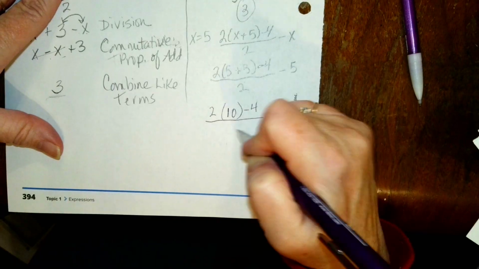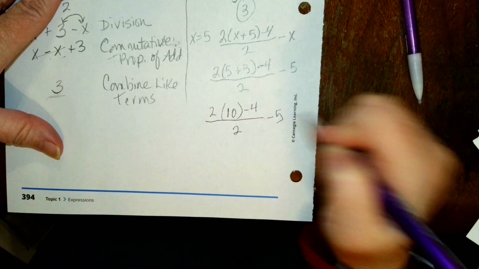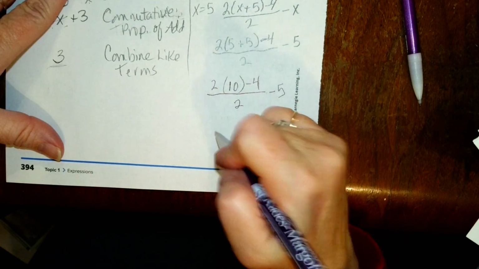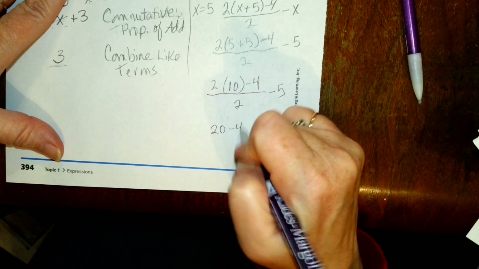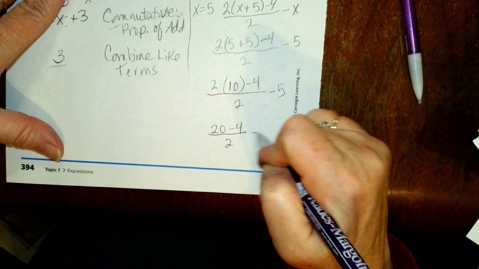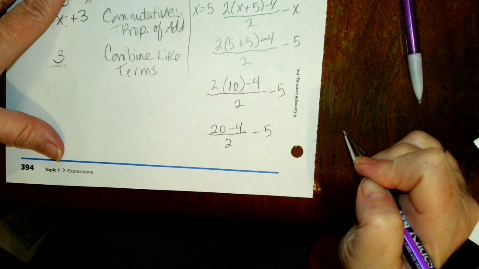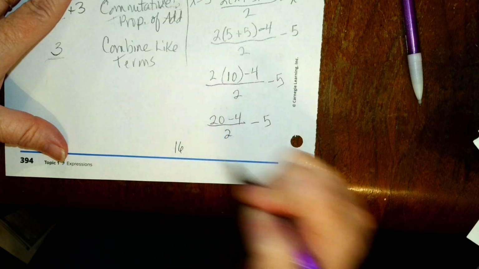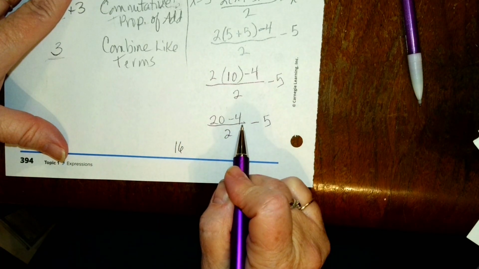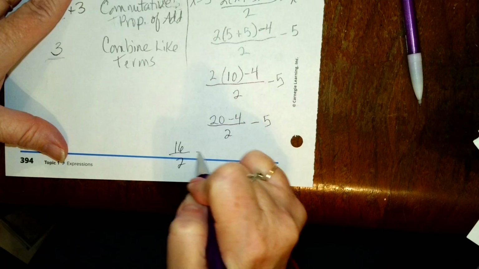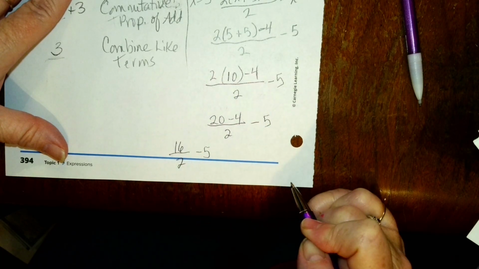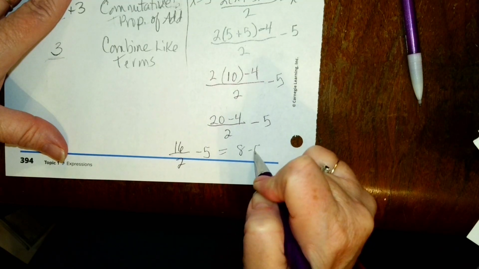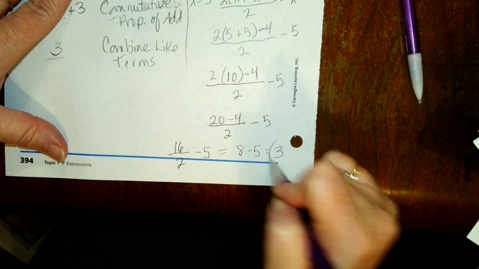I'm just rewriting everything else. Okay, so 2 times 10 is 20, minus 4 divided by 2, all of that minus 5. 20 minus 4 is 16. I'm going to slide it over here. I'm going to need the room. 16 over 2 minus 5, which would then be 16 divided by 2 is 8 minus 5, which gives us 3.